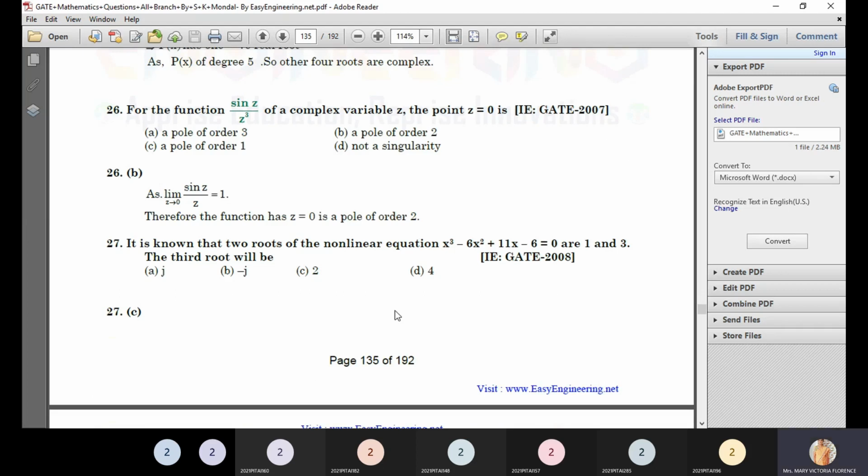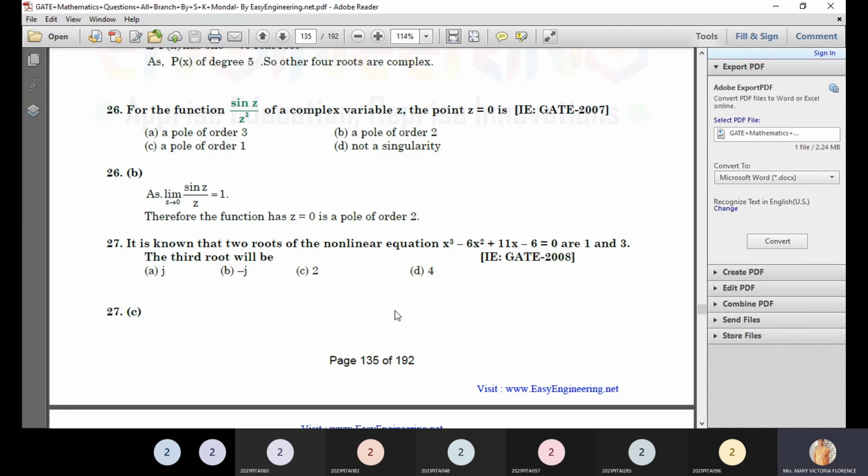For the function sin z by z cube of a complex variable z, the point z equal to 0 is: option A, a pole of order 3, option B, a pole of order 2, option C, a pole of order 1, D, not a singularity. As limit z tends to 0, sin z by z equal to 1. Substituting z value 0, sin 0 by 0 is 0 by 0, indeterminate.